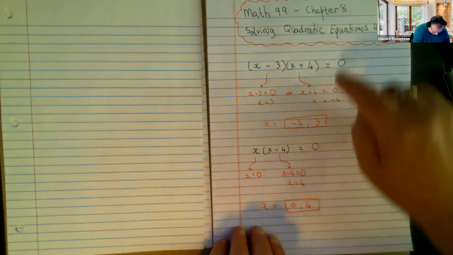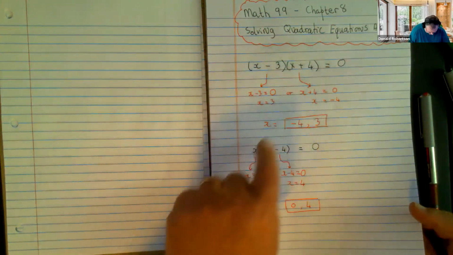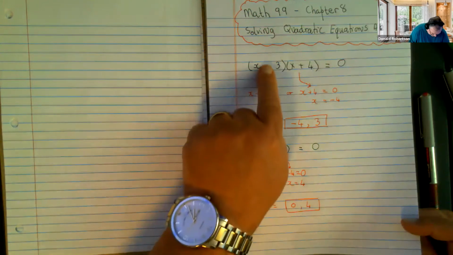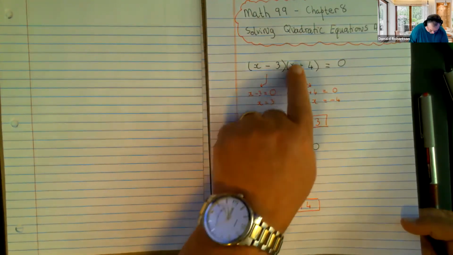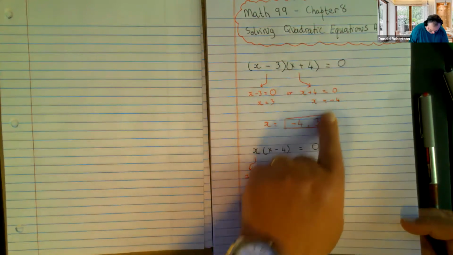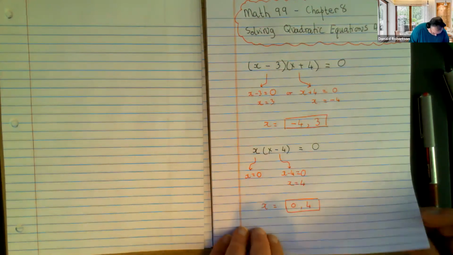So if they're already factored, as we have in these two examples, all you need to do is take each factor, find the value of x that makes it 0, and you've got one of your solutions, and the second factor, make it equal to 0, and you've got your second solution.